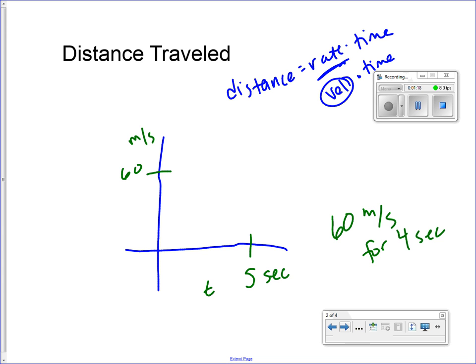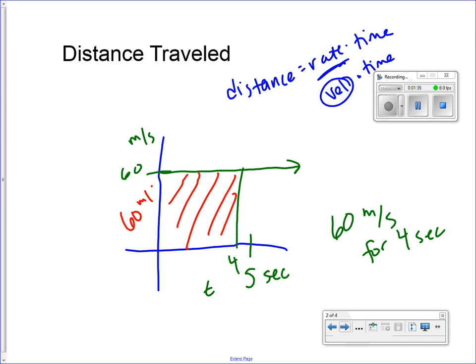If we were to graph your speed, your velocity is constant, 60 meters per second. And you traveled for 4 seconds. So what this makes is a rectangle where the height is 60 meters per second and the width is 4 seconds. And to find the area, you would multiply. So 60 meters per second times 4 seconds gives you 240.